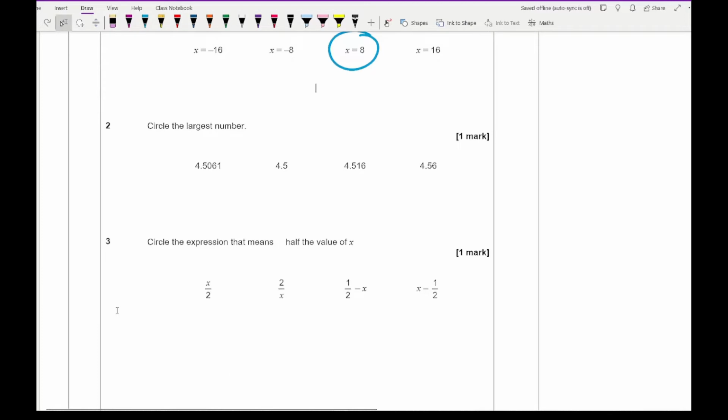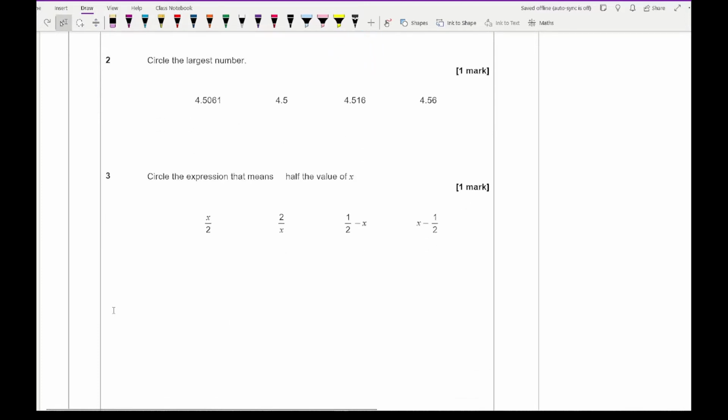For question 2, it says circle the largest number. Now, as you can see, we've got 4 options, all with different amounts of numbers after the decimal point. So what you want to do is look at which number has the highest number of digits after the decimal point, which here is 4, which is our first number.